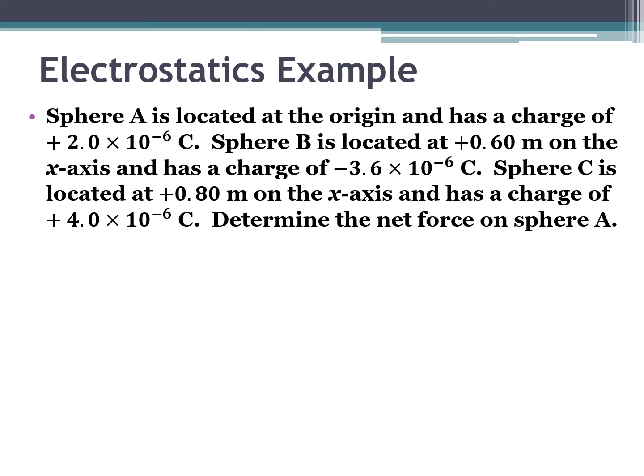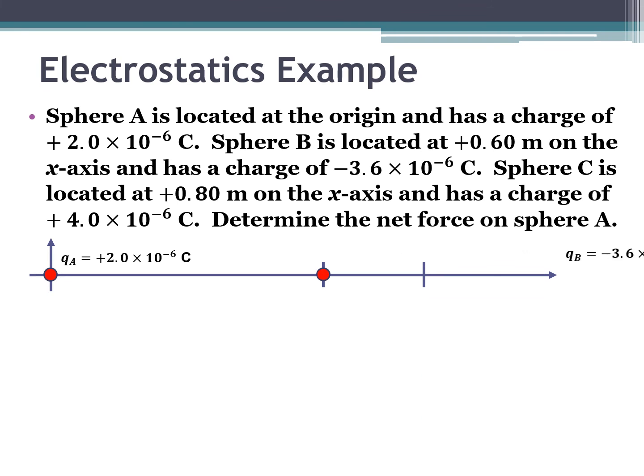In the next example, it says sphere A is located at the origin and has a charge of 2.0 times 10 to the negative 6 coulombs. Sphere B is located at positive 0.6 meters on the x-axis and has a charge of negative 3.6 times 10 to the negative 6 coulombs. And sphere C is located at 0.80 meters on the x-axis, has a charge of positive 4.0 times 10 to the negative 6 coulombs. Determine the net force on sphere A. So we look at this diagram, and this is what the setup looks like.